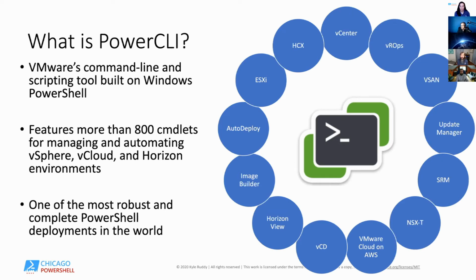I should also throw out that if there aren't cmdlets to do something, PowerCLI can also access some of those API levels as well. So you can build your own functions or modules to fill in gaps that maybe PowerCLI hasn't covered already. It has been regarded as one of the most robust and complete PowerShell deployments in the world, which is super cool, extremely cool. Probably one of the reasons why PowerCLI was able to be on that release of PowerShell Core 6.